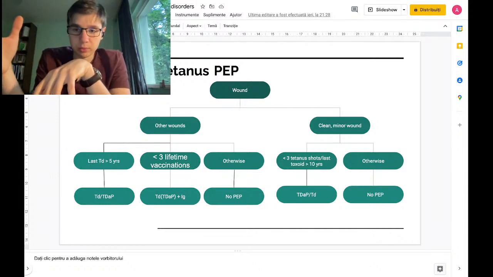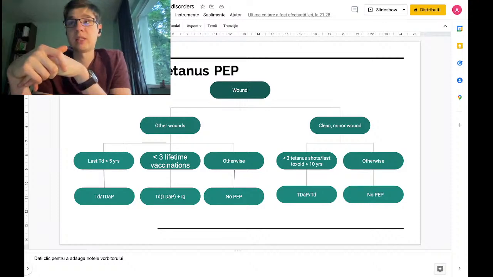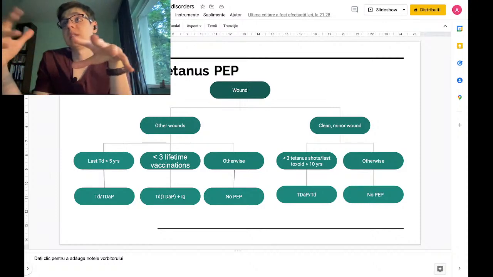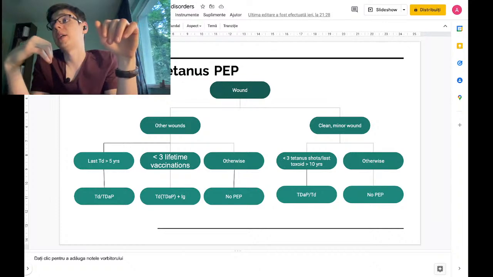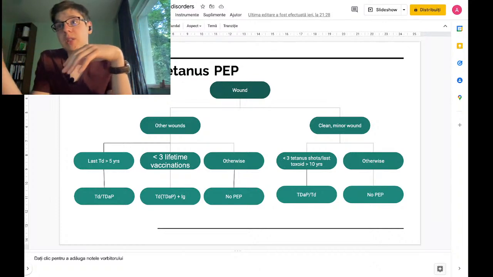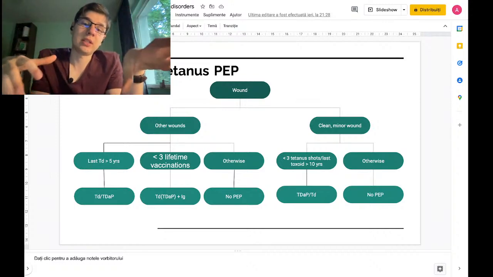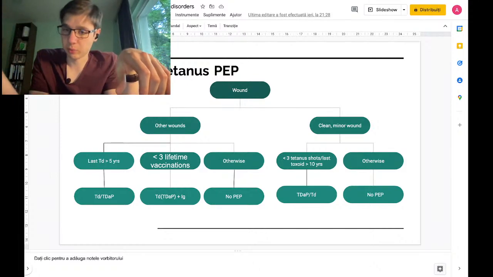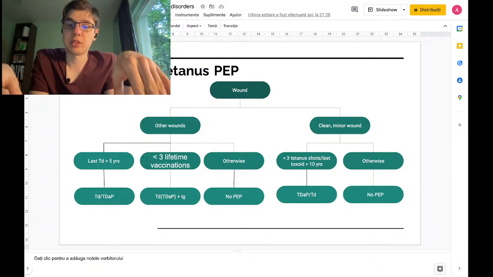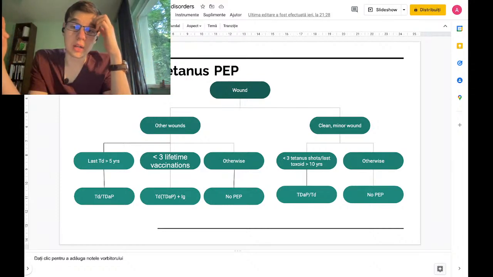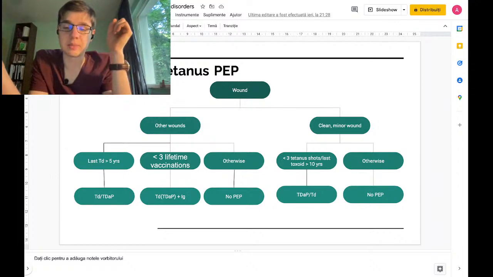In the case of a clean minor wound, this is not the case of a fence wound. This is the case, for example, of a nail, but a clean nail in the question stem. We will have either the detail that the patient has less than 3 tetanus shots or the last toxoid was more than 10 years ago, and then we administer Td or Tdap. Or if he has had 3 tetanus shots, we will give no post-exposure prophylaxis.